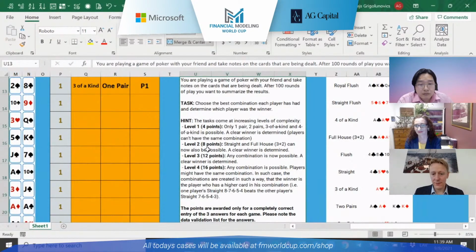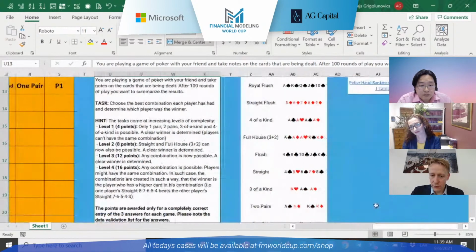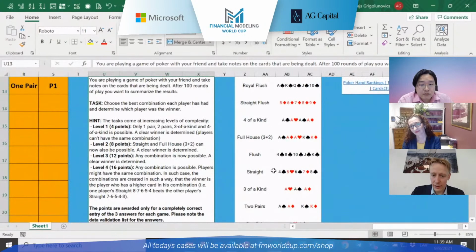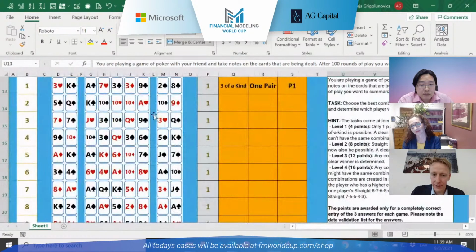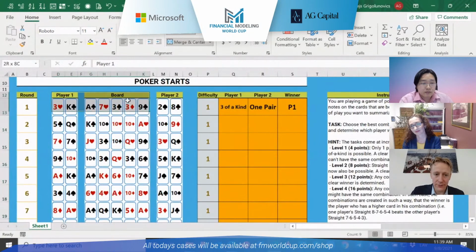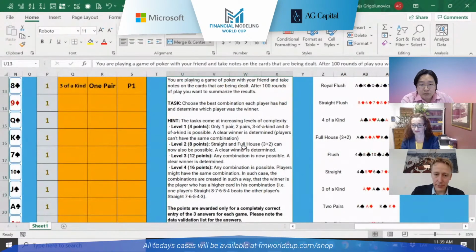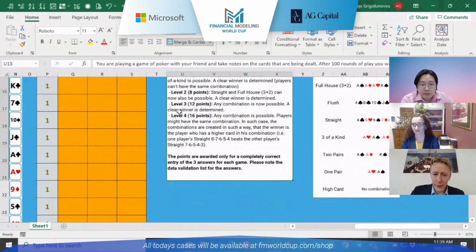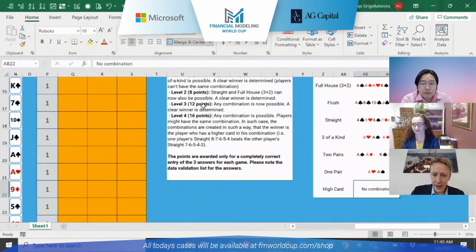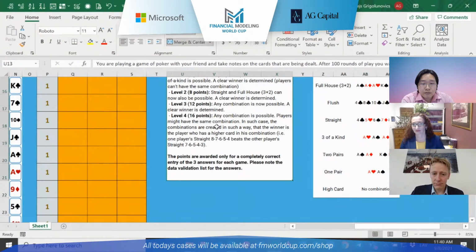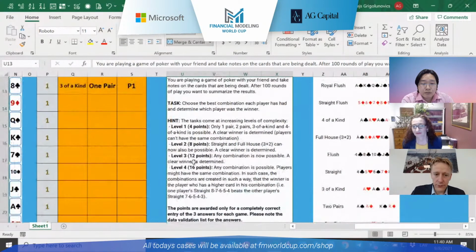A straight is when you have, let's say, cards of 4, 5, 6, 7, 8 all in a row. And remember, for a straight, you have to put together 5 cards out of your 7 over here, right? So 2 cards could be redundant, not needed there. And a full house is a 3+2. For level 3, any combination is possible, and no ties are possible on level 3. And on level 4, any combination and a tie is possible. And you will also have to solve for a tie.